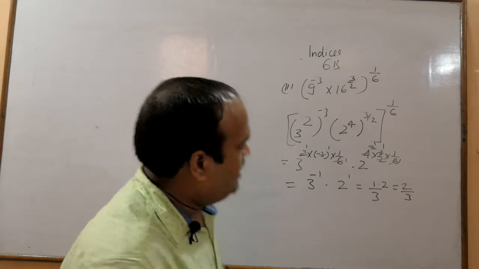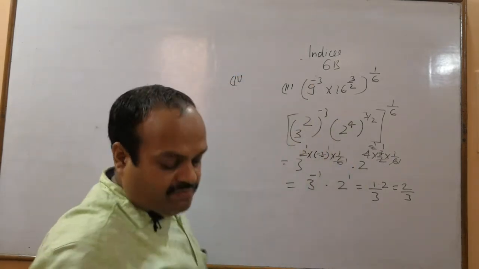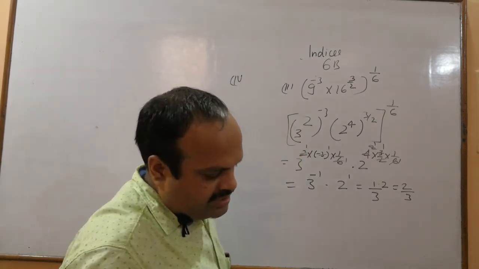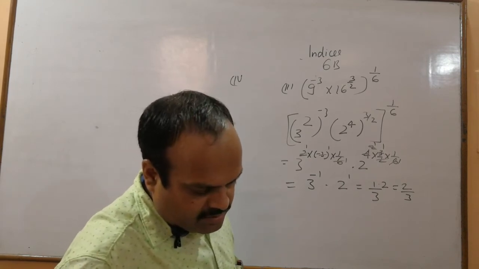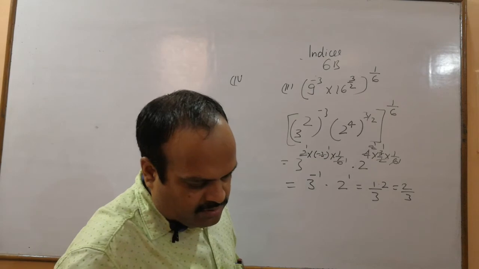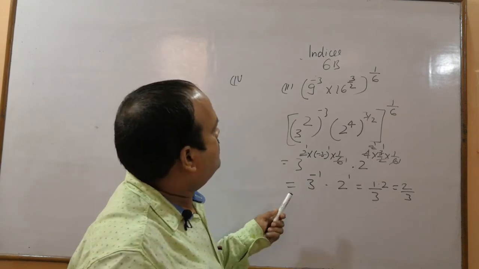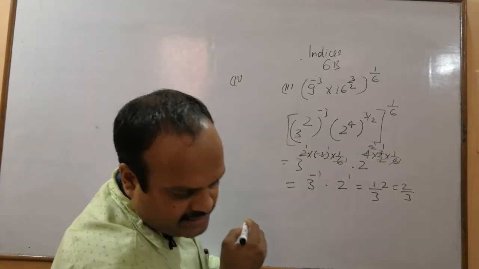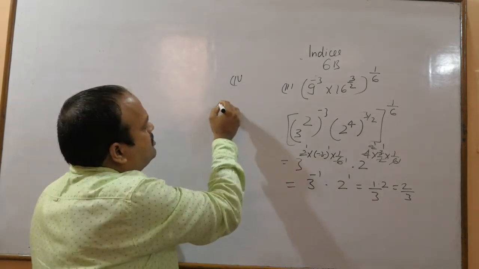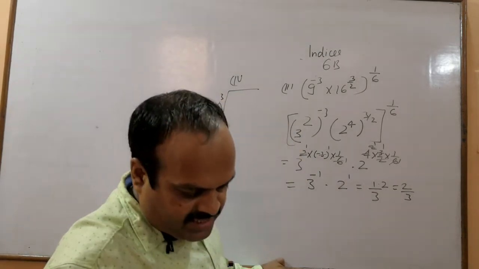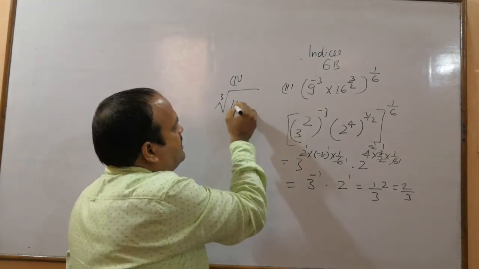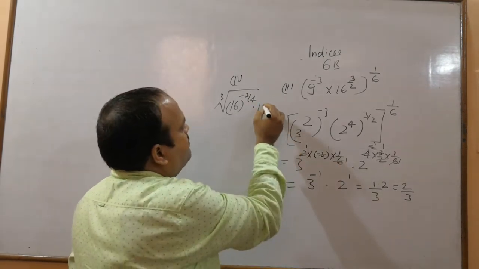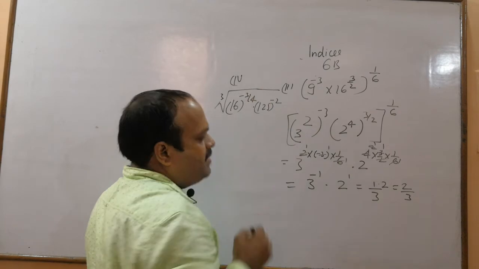Next part, fourth part. What do we have in fourth part? This is third part. Fourth part we will do now. Fourth part is cube root of 16 to the power minus 3 by 4 into 125 to the power minus 2.